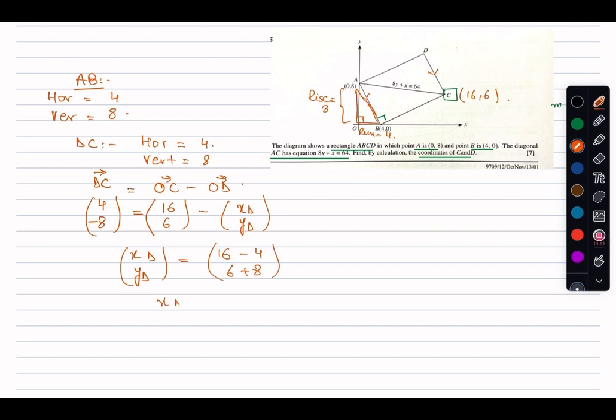Or I can say that D will have coordinates which are 12 and 14. So I do have the coordinates of D also, which is 12 comma 14. So that is going to be my answer for the coordinates of D here.